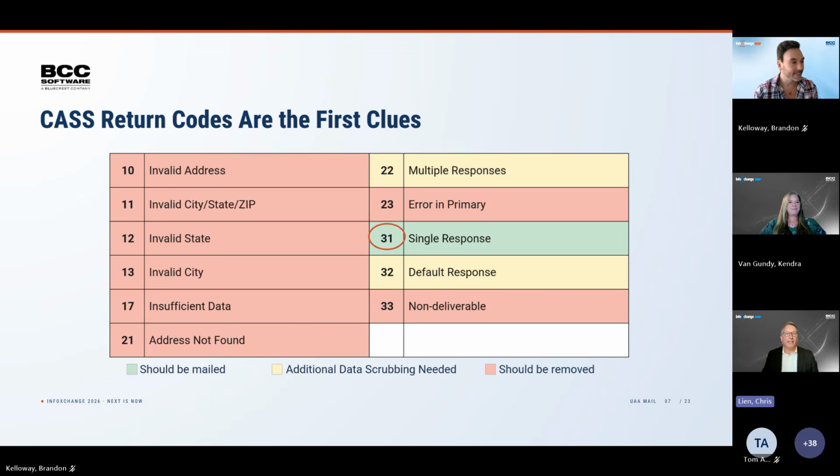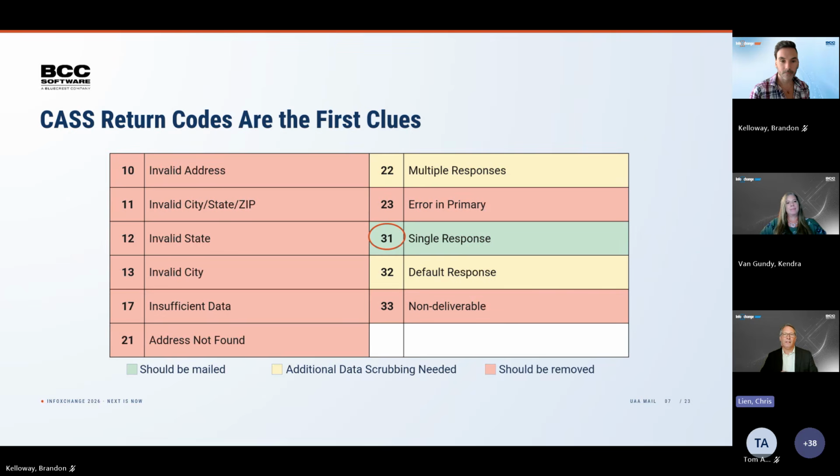So back to our example here. When you run the software, the very first thing it's going to do is score where it thinks that address is. A 31 is the code you really want. That means you got one and only one proper response. Anything that's in yellow is an opportunity to dig a little bit deeper. And anything in red really should just be removed. It's just a bad address, or it needs some human-readable intervention. Somebody's got to really look at that and make the adjustments on it.